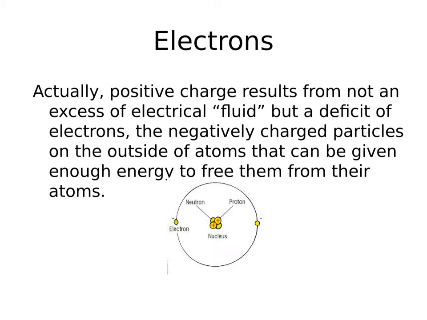Actually, positive charge results not from an excess of electrical fluid, but from a deficit of electrons. So if an object is missing electrons, it will become positively charged. The negatively charged particles on the outside of the atoms can be easily removed from some materials. You'll remember this picture from grade 9 as well. If we remove the electron, then the material can become positive. Or in this case, the atom becomes positive. If you remove a lot of electrons, then the object will have a strong positive charge.